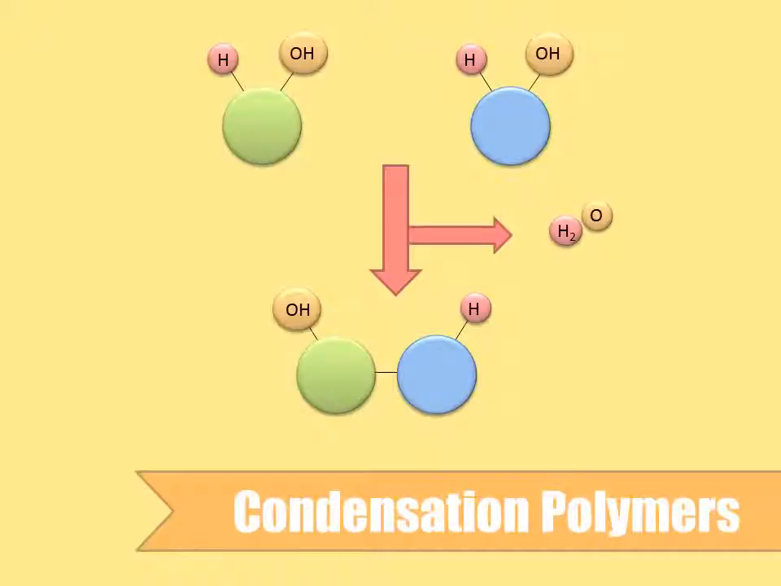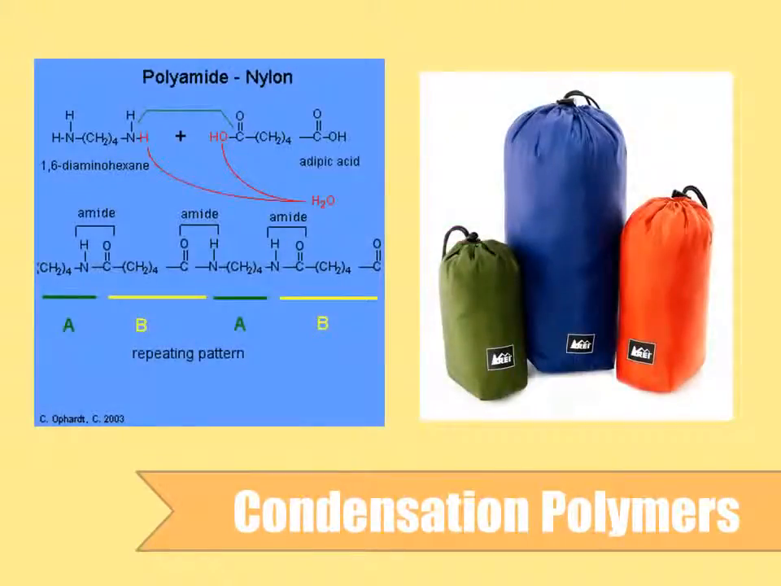The smaller monomer is usually water, alcohol, or an acid. The resulting polymer covalently bonds with other polymers to create a long polymer chain. One example is nylon. 1,6-diaminohexane and adipic acid react and lose water to create polyamide, or nylon.